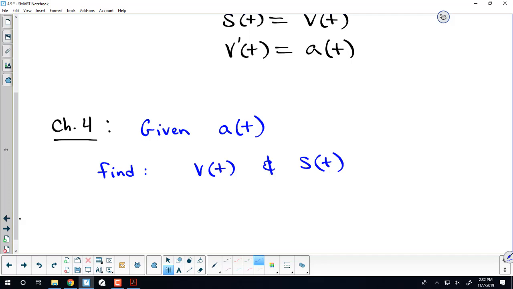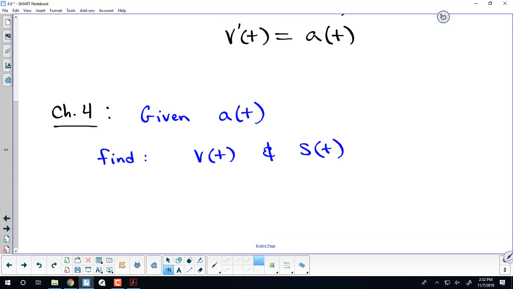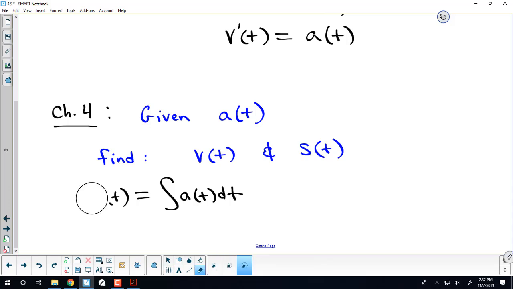Starting off with acceleration, how do we find velocity? If I know the acceleration function, what is the velocity function equal to? The antiderivative of the acceleration with respect to t. Do y'all agree? We're missing one fine detail with this though. If I take the antiderivative of acceleration, I should get v of t plus c.